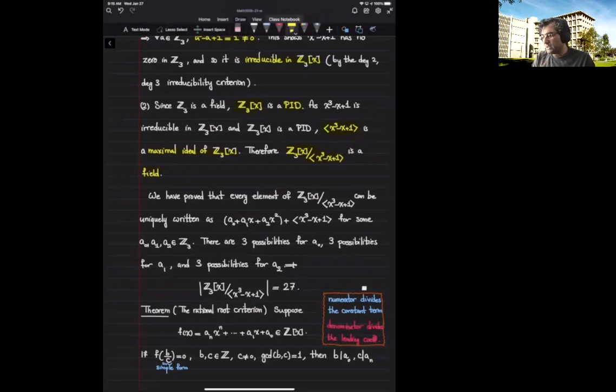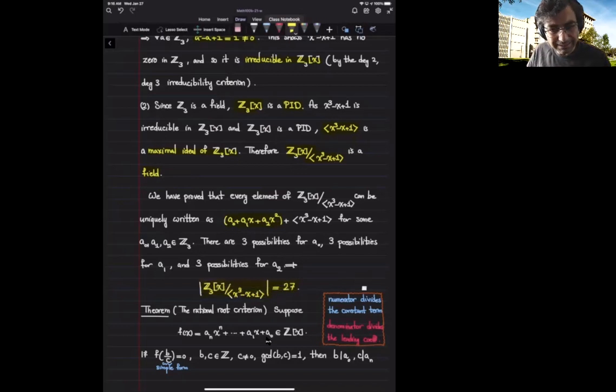So in particular, in this case, we get that every element of this quotient ring can be written in a unique way as a polynomial of degree at most 2. And then we can ask ourselves how many of such polynomials we have. So we have 3 possibilities for a sub 0, 3 possibilities for a sub 1, 3 possibilities for a sub 2, and altogether the number of possibilities is 3 times 3 times 3, which is 27, and this finishes the proof of this example.